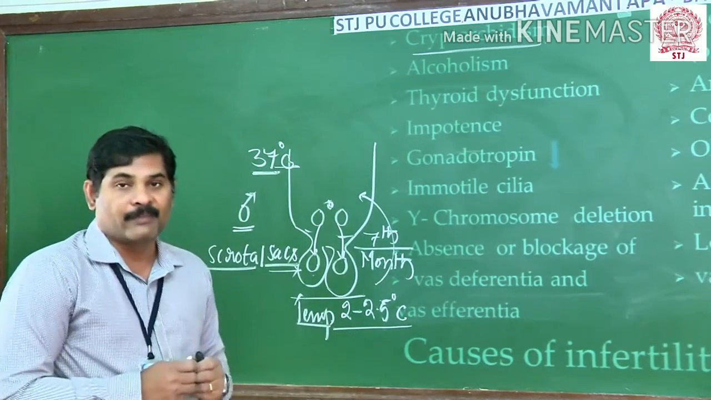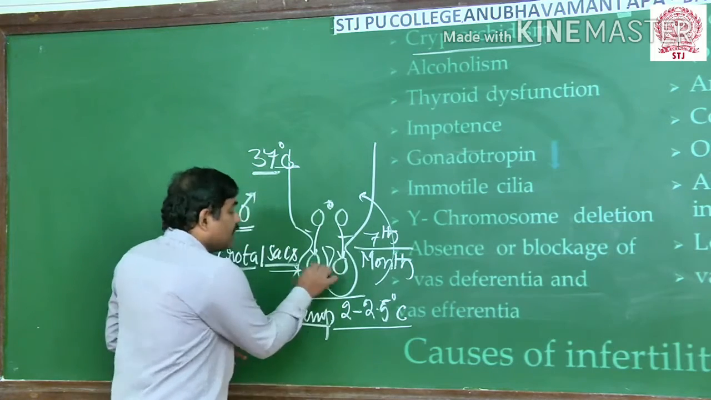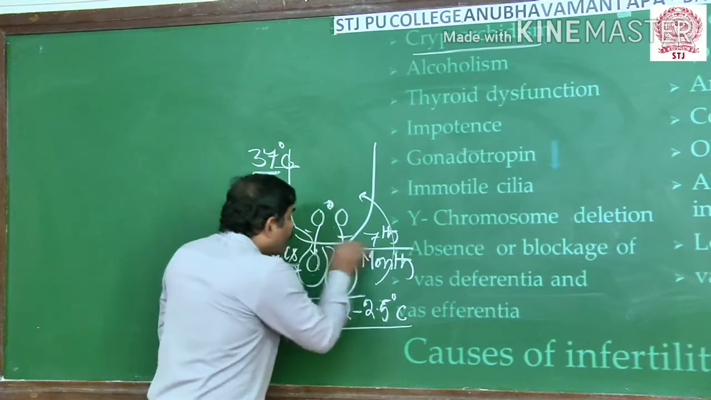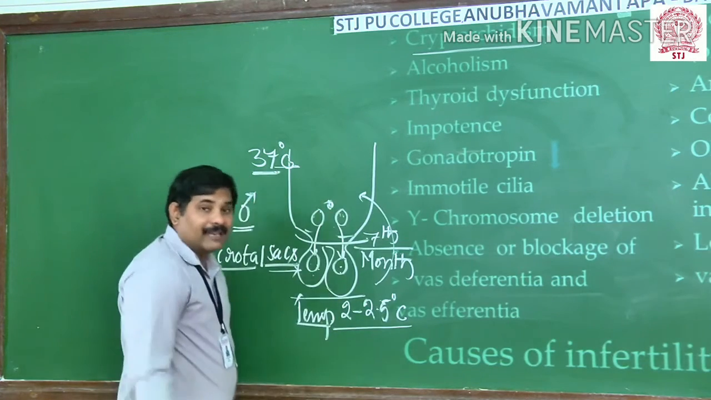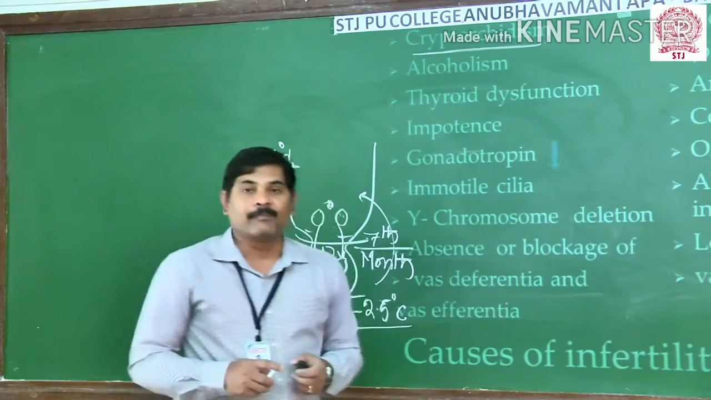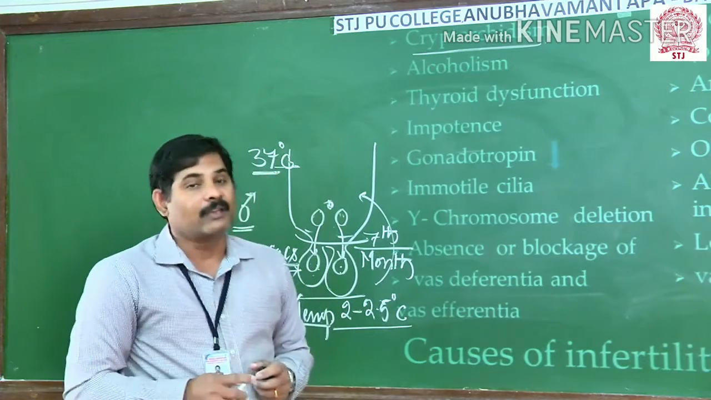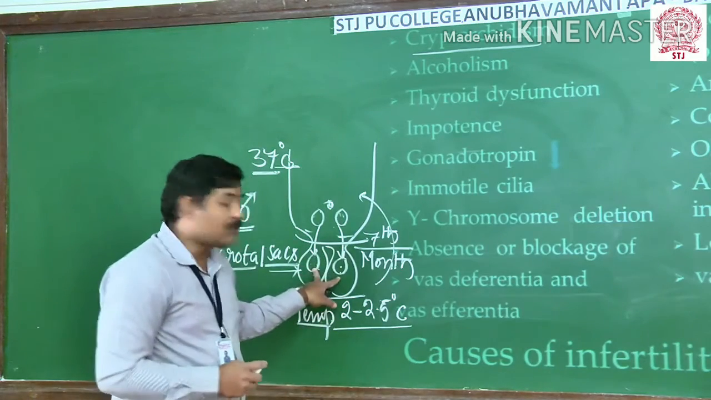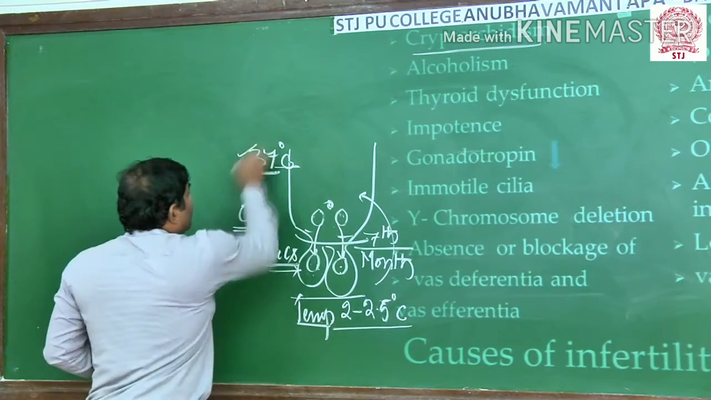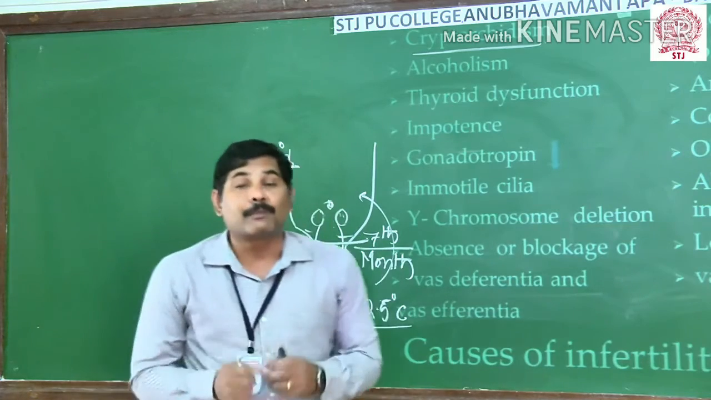But in some cases, even after childbirth, the testicles are not suspended down to the scrotum and remain within the abdomen itself. This condition is called cryptorchidism. Then how does cryptorchidism lead to infertility? Since the two testes remain in the abdomen, they are exposed to the high temperature, 37 degrees centigrade, which is not favorable for spermatogenesis.